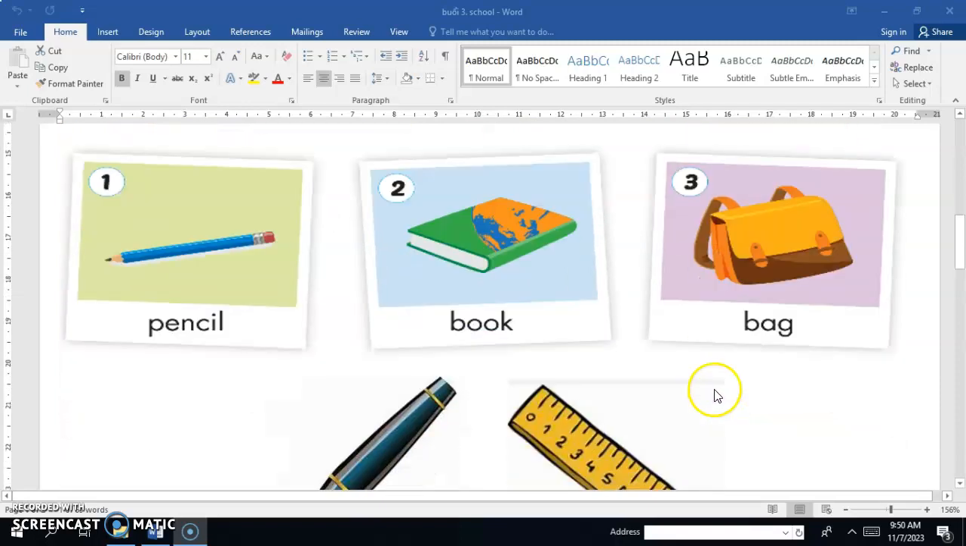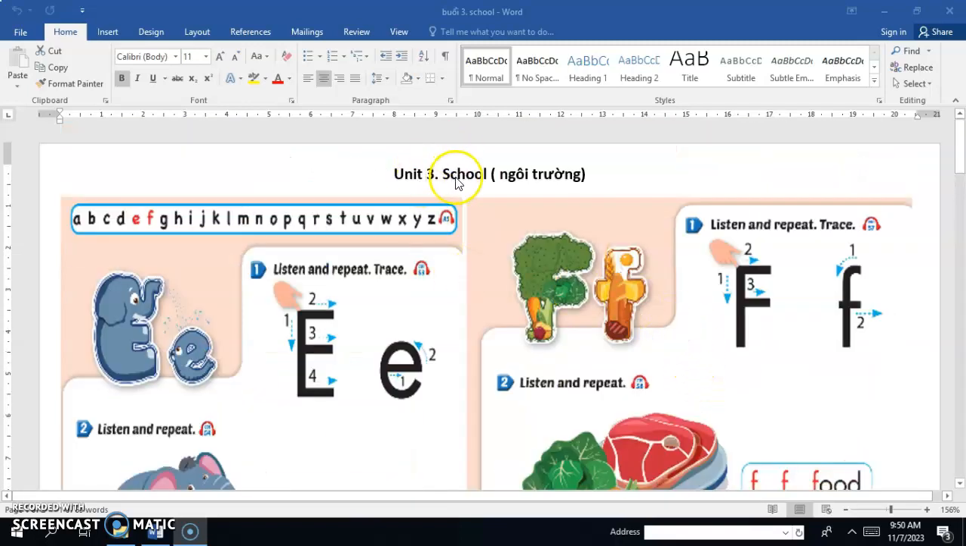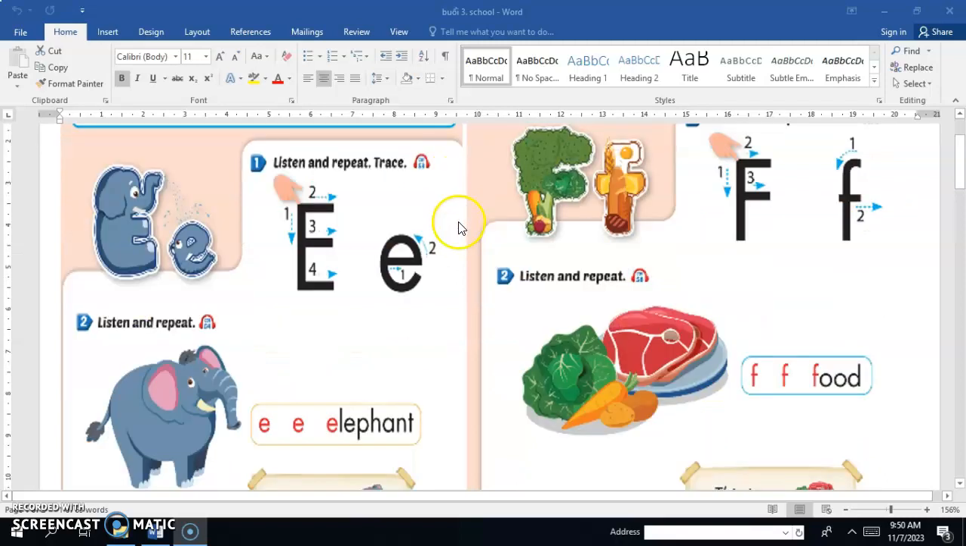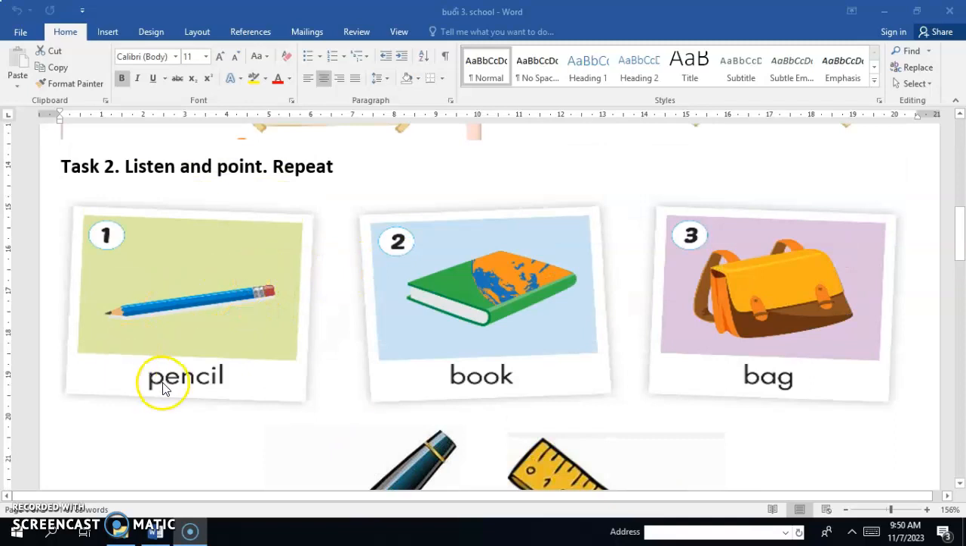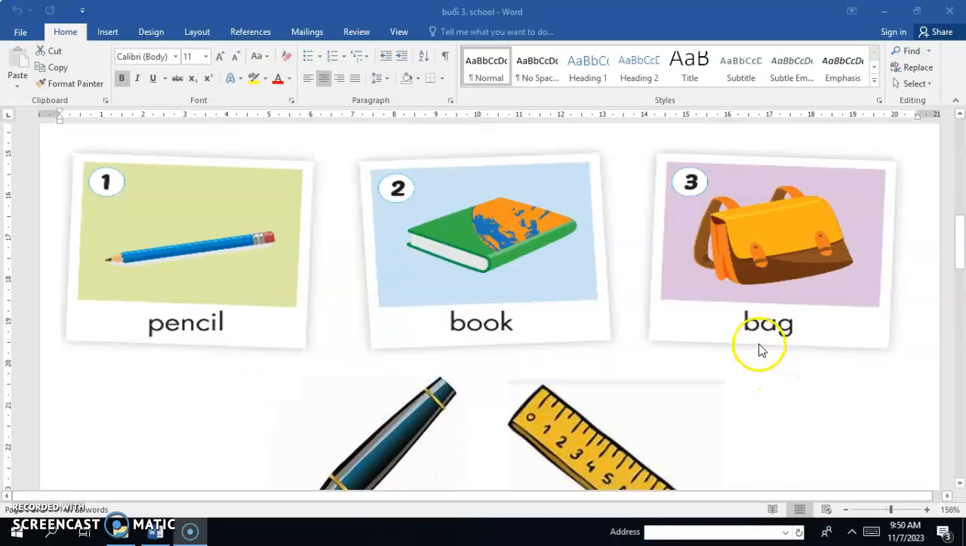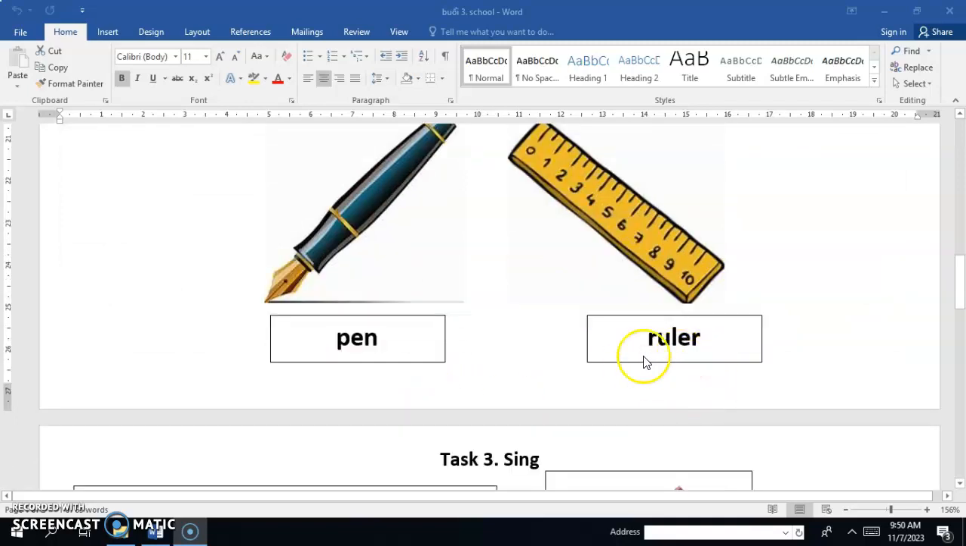Ok. Buổi trước chúng ta đã học về các từ vựng liên quan đến chủ đề school, ngôi trường đúng không ạ? School. Đây có các từ vựng sau. Pencil. Book. Bag. Pen. Ruler.